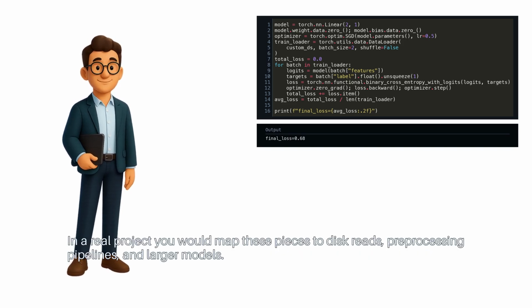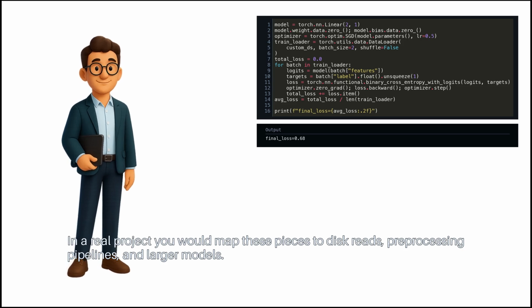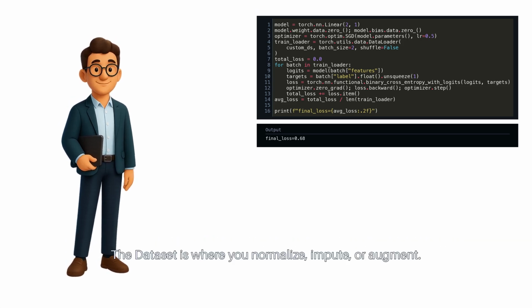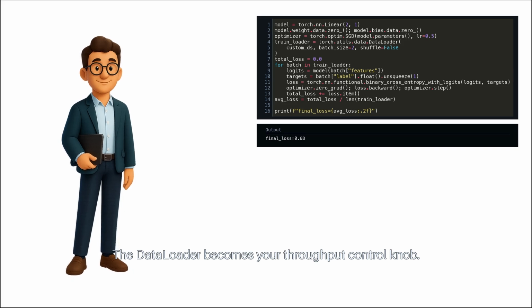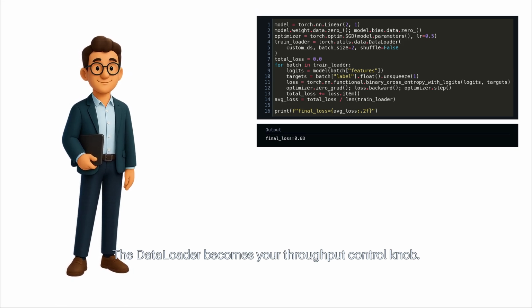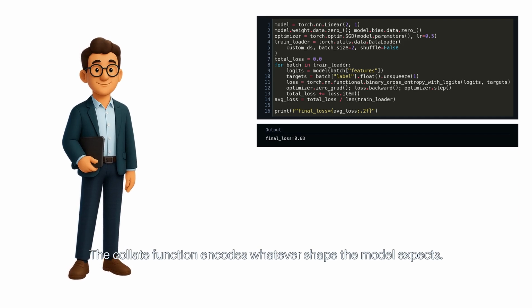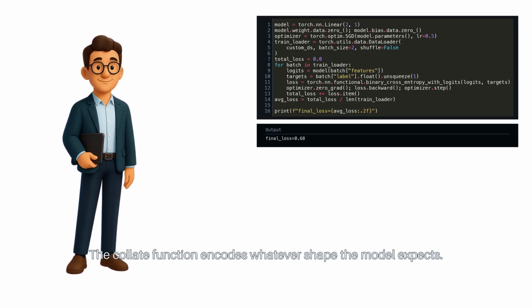In a real project, you would map these pieces to disk reads, pre-processing pipelines, and larger models. The dataset is where you normalize, impute, or augment. The data loader becomes your throughput control knob. The collate function encodes whatever shape the model expects.